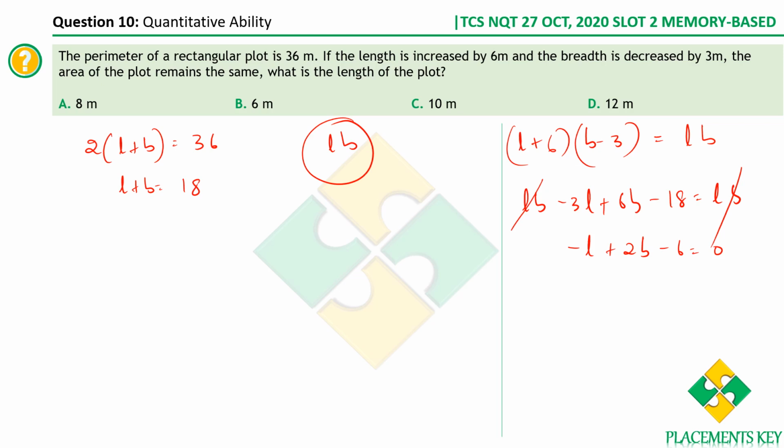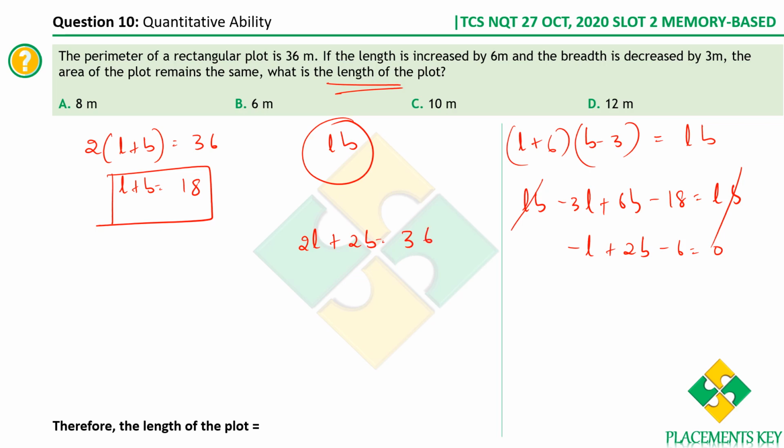Yeah, so let's simplify now. We know L plus B is 18. We are supposed to find the length of the plot. So let's eliminate the breadth. Let's take these two equations. This is the first equation and this is the second equation. I'm multiplying the first by 2. 2L plus 2B is equal to 36, and here we have minus L plus 2B is equal to 6.